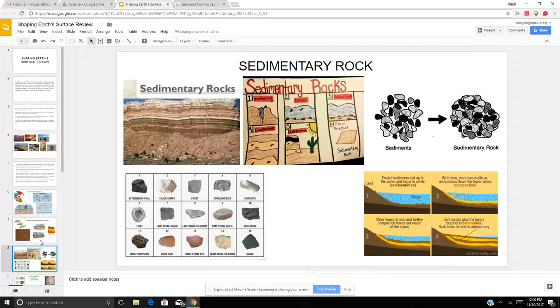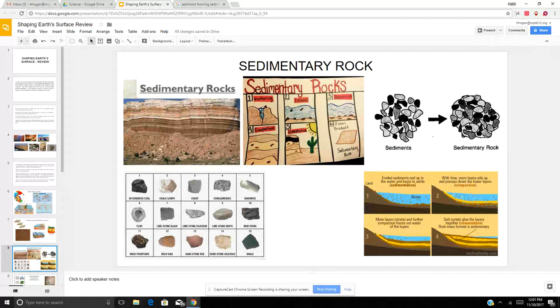We talked about sedimentary rock because we talked about how sediments, little pieces, can get pressed together to form sedimentary rock. So the sediments end up in the water, and they settle. With time, more layers form on top and on top and on top. And then that's how we get our layers. So these are sediments, and we can see how sedimentary rock have layers.